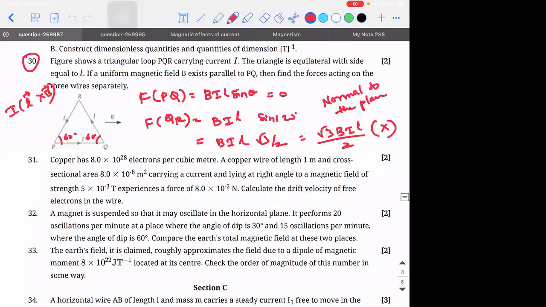By the way, you can apply another rule, right? What rule can you apply to find the direction? Fleming's left-hand rule. You can apply and see. Forefinger in the direction of field, central finger in the direction of current. Are you getting it into the plane of the paper? Your thumb will point into the plane. Similarly, RP will experience a force in the direction out of the plane and normal to the surface.